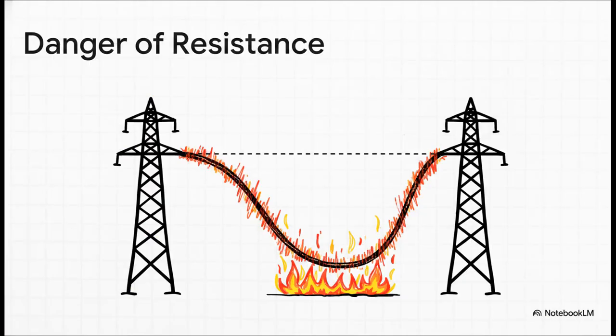Moving right along to Part 2, Electrical Resistance and Sag Phenomenon, the Heat Threat. So let's talk about our first parameter, resistance. Even highly conductive metals resist the flow of electrons. It's just a fact of physics. And this resistance causes a massive loss of power in the form of heat.